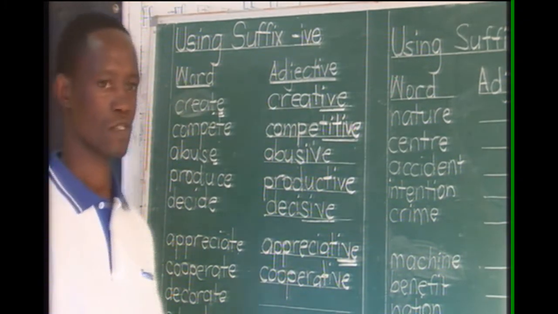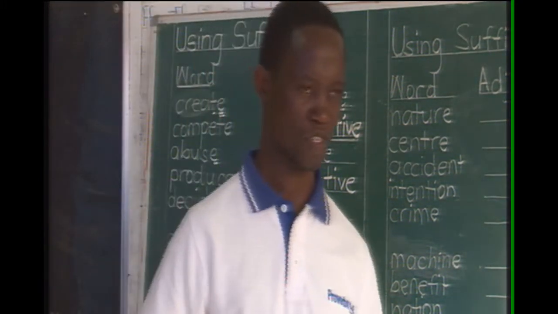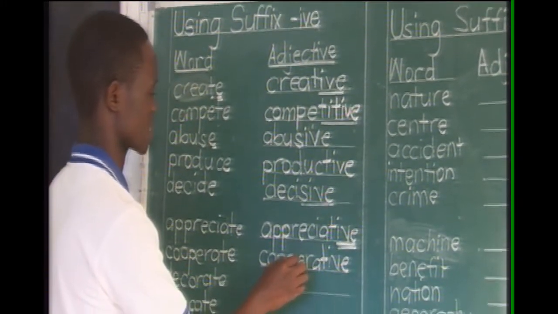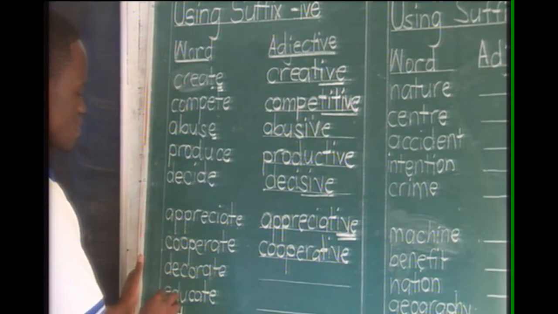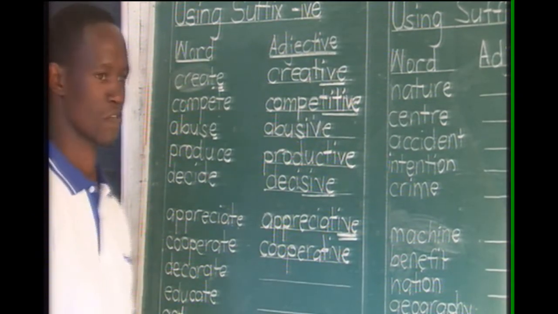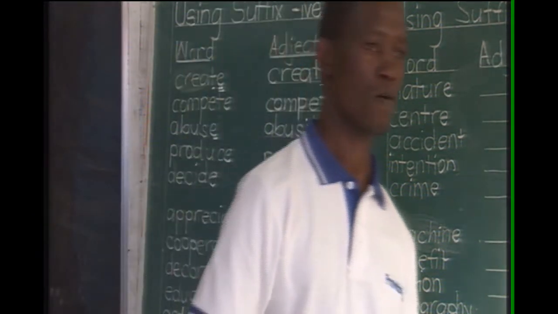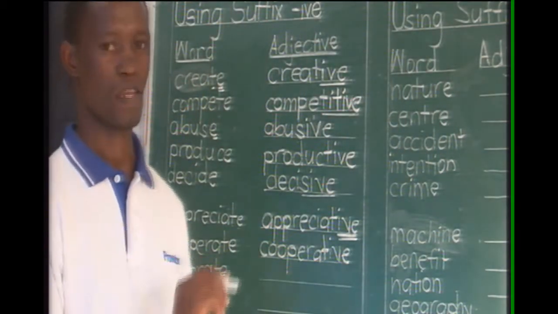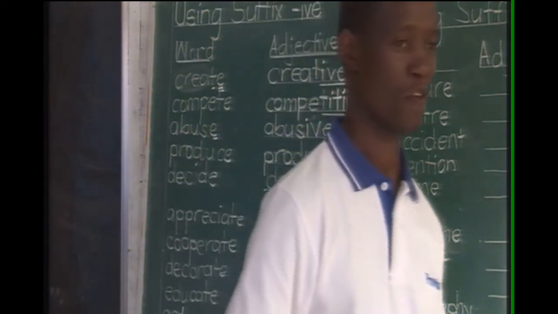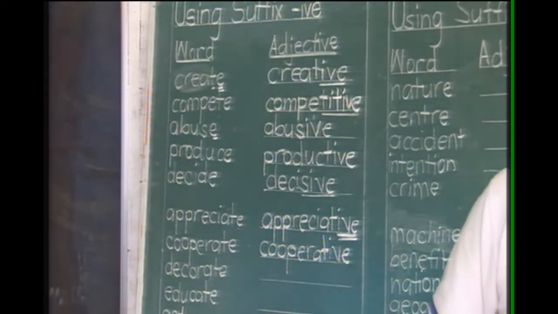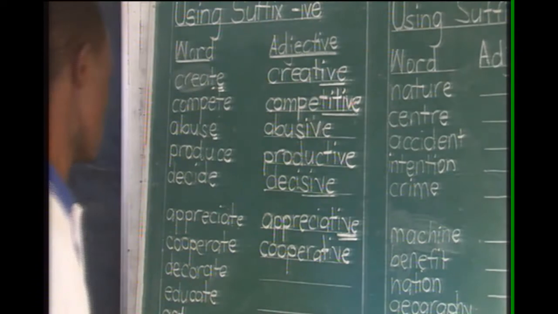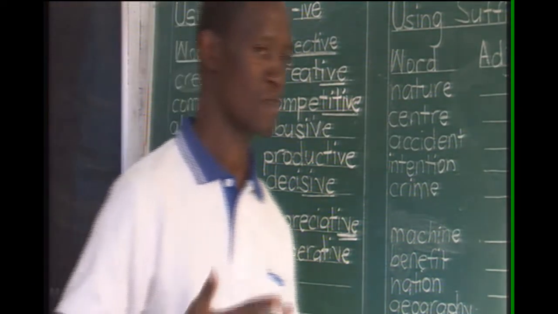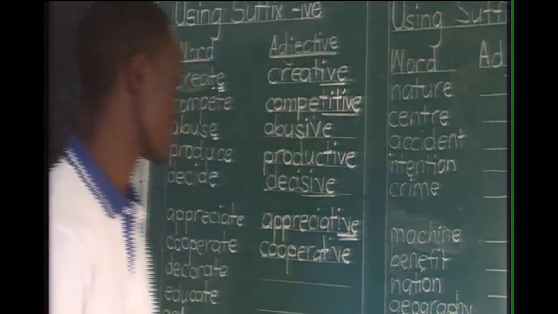Next is decorate. To decorate, to make something beautiful by adding other parts. Yes, that's decorate. We normally do decoration using flowers. Flowers are used for decoration. So flowers are dash materials. Flowers or feathers are dash materials. From decorate, form an adjective to modify the noun materials in our sentence.